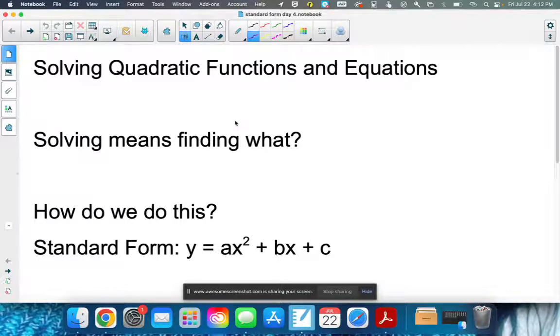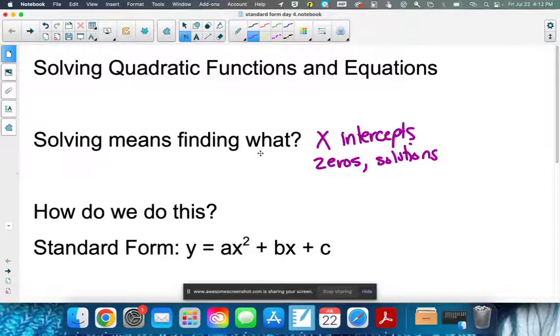Well, if I'm solving for x, what I'm actually solving for in a quadratic are my x-intercepts. That's why x-intercepts have several names. Remember, they're also called zeros, and they're also called solutions. So anytime you're told to solve, whether it's a quadratic function, a linear function, or other functions we're going to be working on, you're being asked to find the x-intercepts.